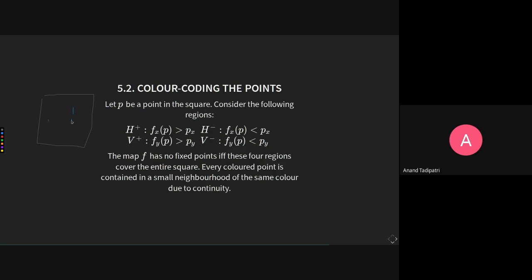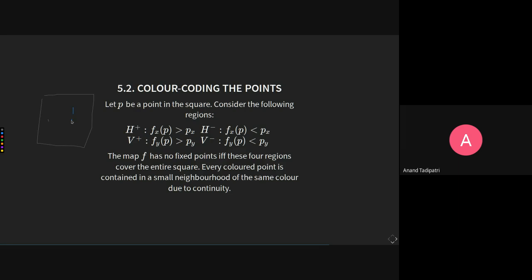So can you tell me when something is in none of these regions? If it maps to itself. Yeah, exactly, if it's a fixed point. So we've cleverly constructed these regions such that the only thing that's not captured by at least one of these regions is a fixed point.